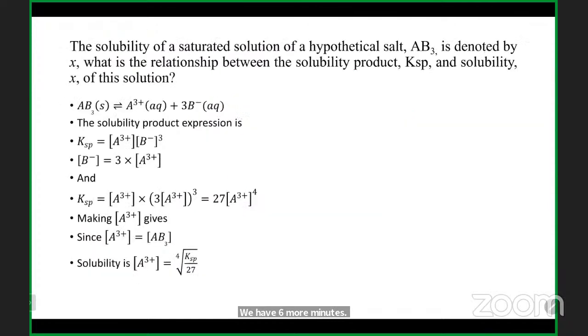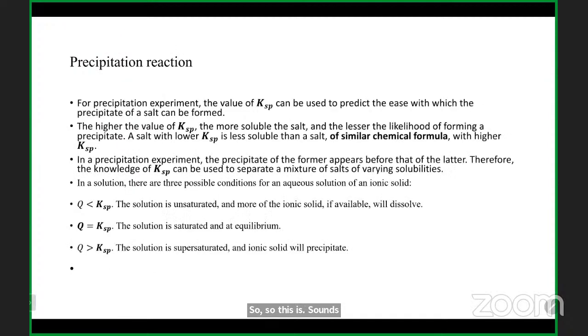So this is something similar. I'm not going to work this example. I want to quickly talk about this. We said we can use KSP to talk about precipitation. Precipitation, in an experiment or reaction, means that you have a solution and then you have solids precipitating out of it. So how is that related to KSP?